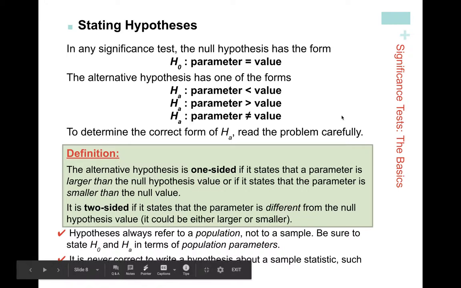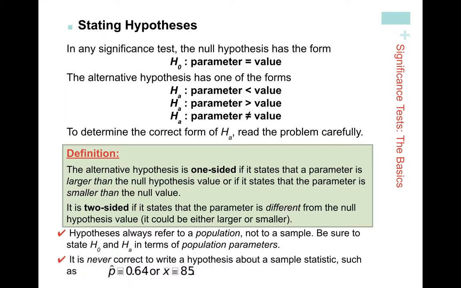I just blocked it, but that at the very bottom is never correct. Never write a statement in your hypotheses about statistics. That would be an instant zero for that entire FRQ. So never write about statistics. You're always inferring about parameters.